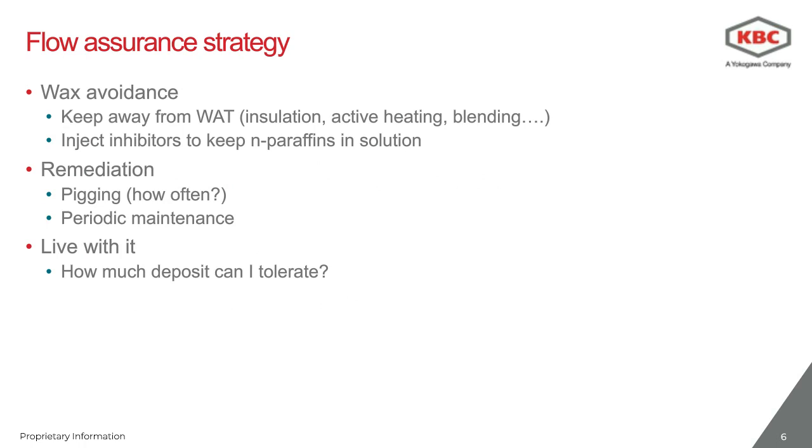The typical strategies to avoid the problems associated with wax are normally wax avoidance or some forms of remediation of the wax deposit. To avoid the wax formation, the one thing that one can do is try to stay away from the wax appearance temperature, and this can be achieved by keeping the flow warmer than the wax appearance temperature. So adding insulation to the pipeline, active heating, or in some cases trying to blend the fluid in such a way that the wax appearance temperature drops below the expected temperature of the flow line.